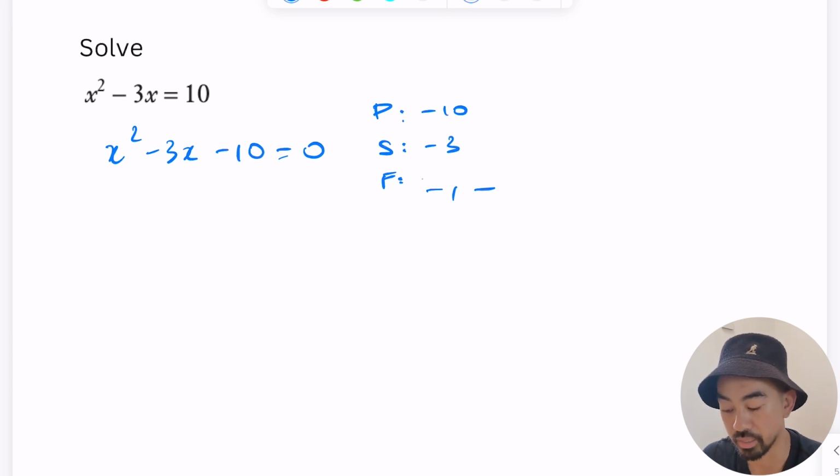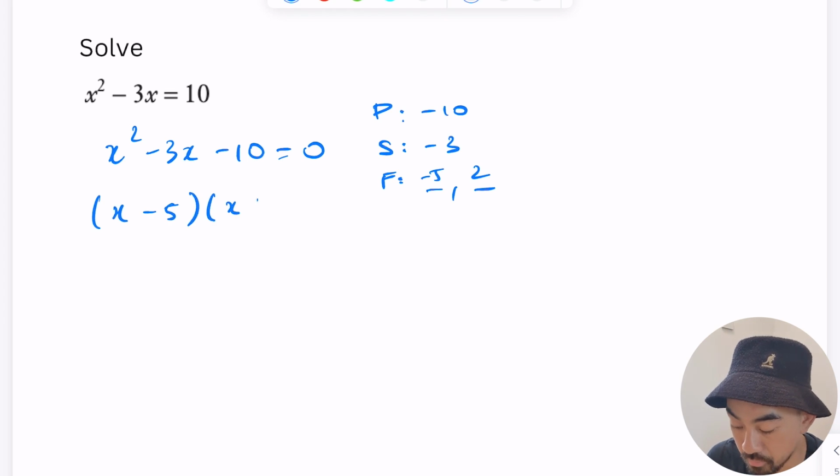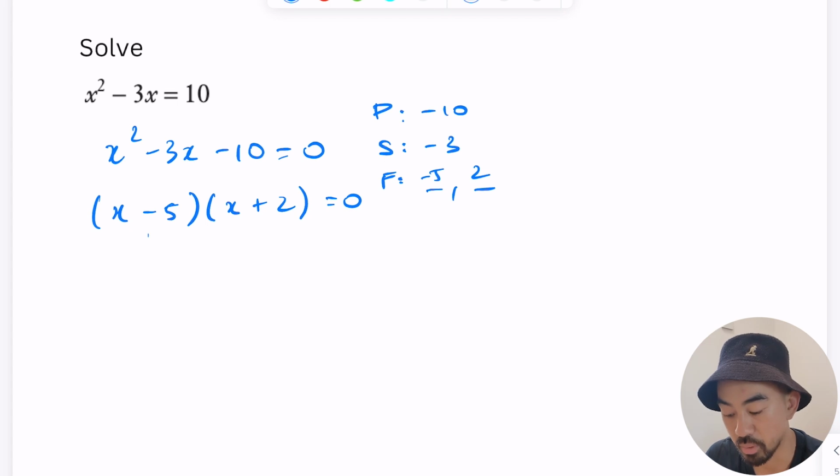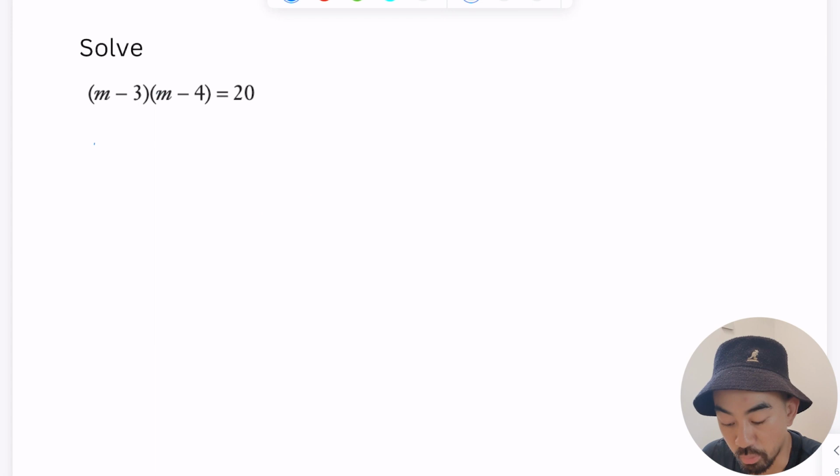So two numbers that multiply to give negative 10, that add to give negative 3. I think that's minus 5 and 2. So if there's no coefficient at the front, you can just plug it straight into the brackets. X minus 5 in one bracket, x plus 2 in another bracket. So like before, x equals 5, x equals negative 2. Done.